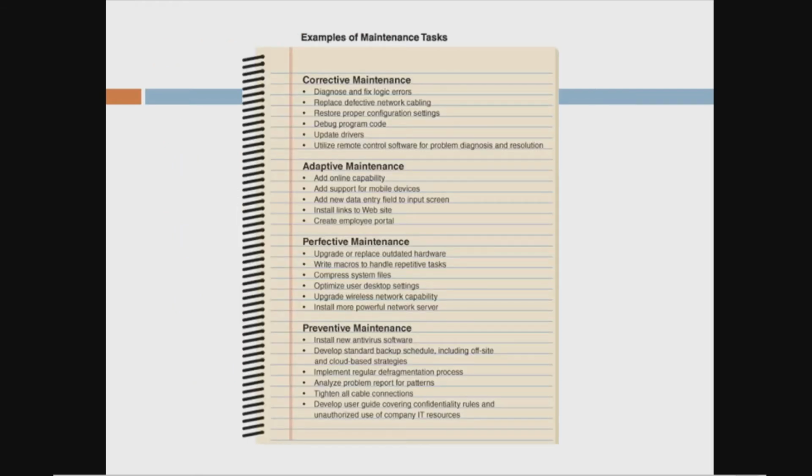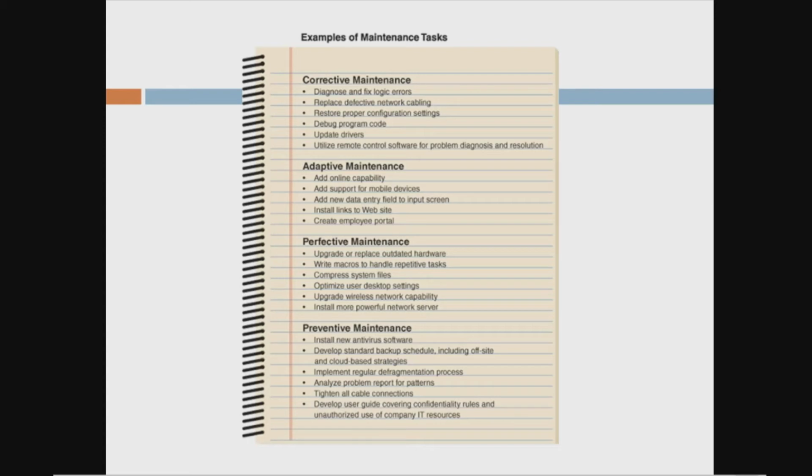Okay, and here are the examples of maintenance tasks. You can look here at corrective maintenance: diagnose and fix logic error, replace defective network cable, install the proper configuration, testing, debug program code, update drivers, utilize the remote. So this one is corrective. How to make a correction to the system that we already developed or implemented.